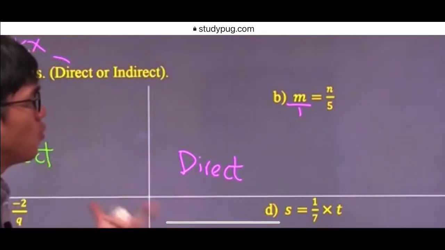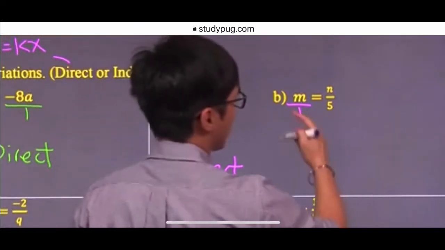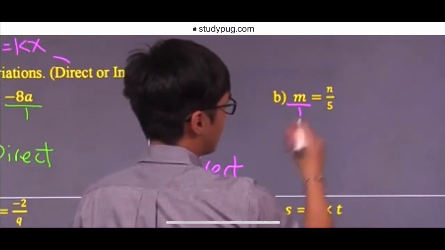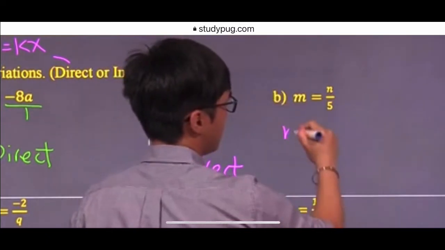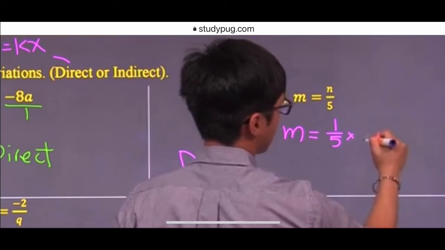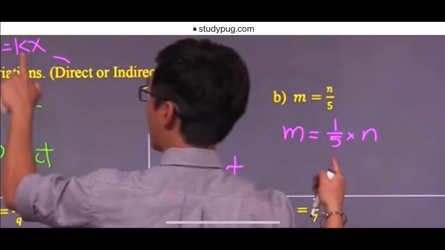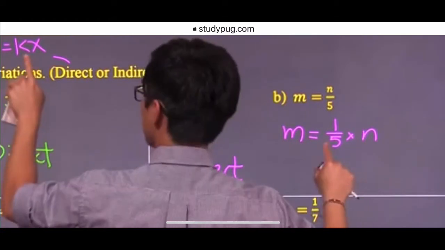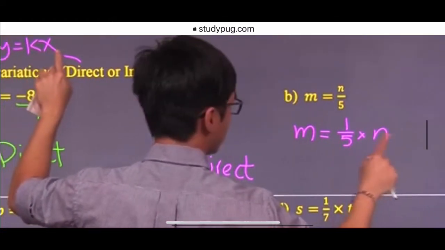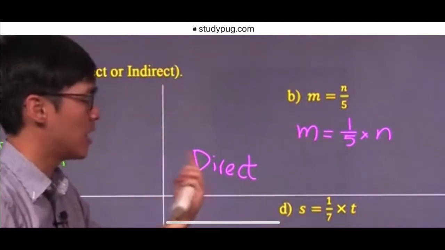Now, if you want to convert this back into the standard form, y equals k times x, it's actually m equals 1 over 5 times n, where k, the constant of variation, is 1 over 5, right? So the k is 1 over 5, the x is our n, and the y is our m. So this is a direct variation.